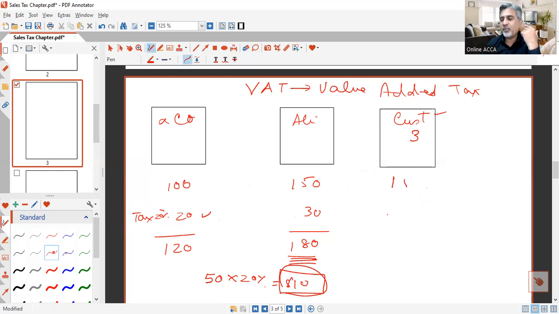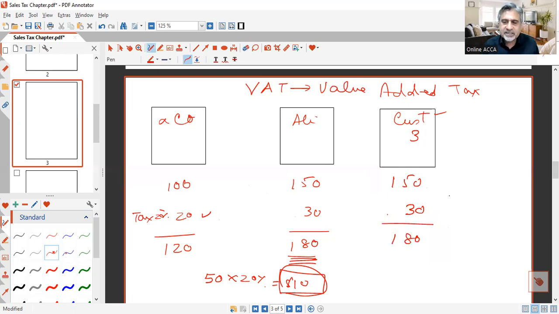I will just sell it for 150, no worries. I don't want any profit. I just want to sell and get rid of this phone. I want my money back. So a customer comes in and says, how much is the price? He says 150. How much is the sales tax? He says 30. And the customer pays 180.